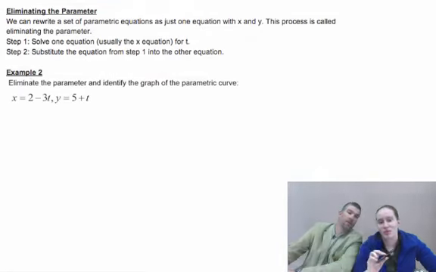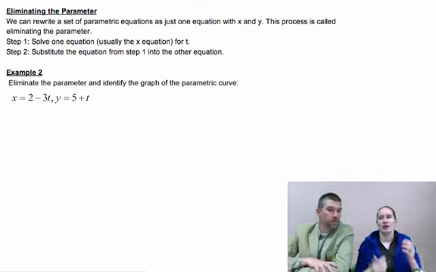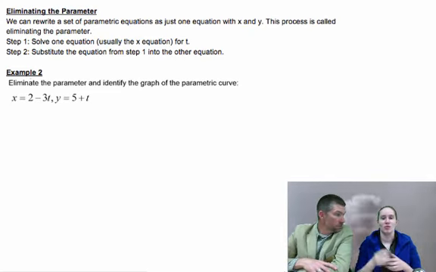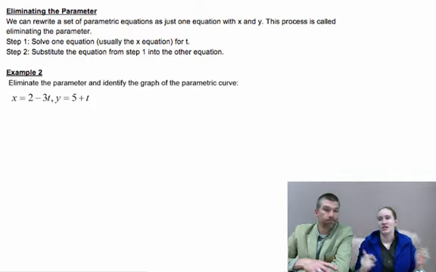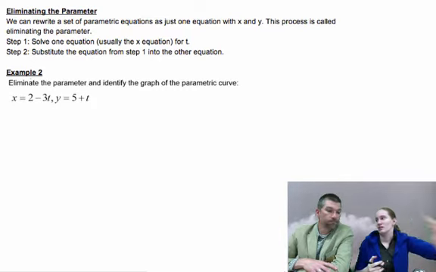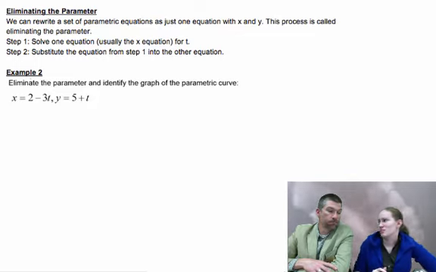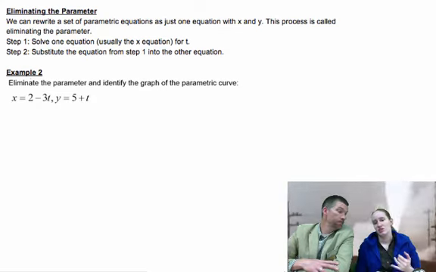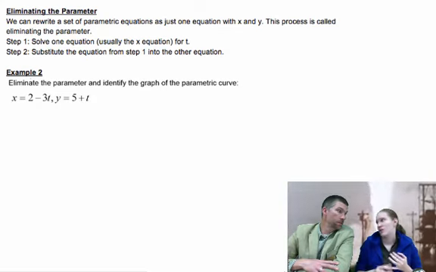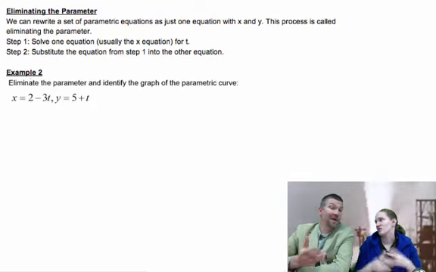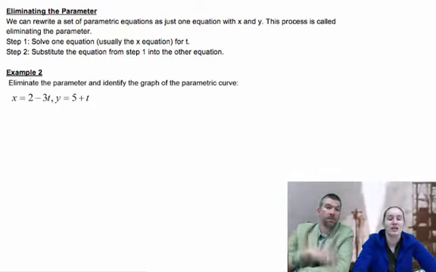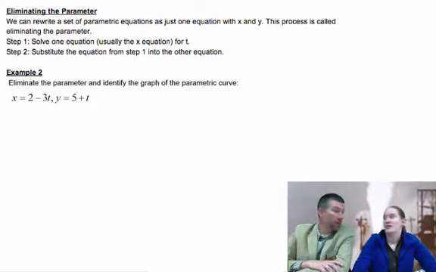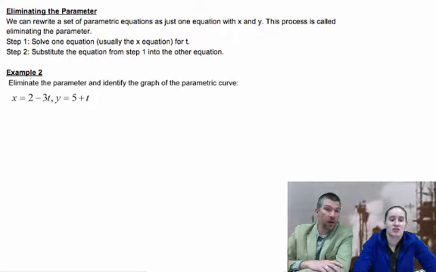Eliminating the parameter. That is where we have a set of parametric equations and we want to get rid of the t's and just have one equation in x and y. We're going to look at some where what you end up with is something you should be familiar with, like a parabola, a square root, or a line. And the steps are super easy.